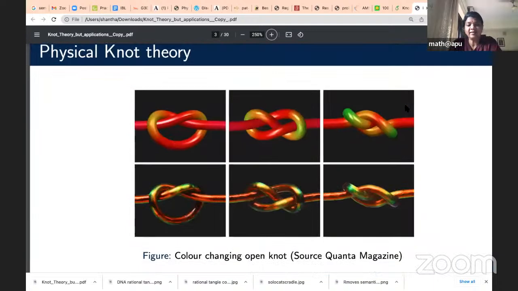Yeah. So this is an example that I got from the Quanta magazine, which is capturing what are the forces acting on a particular cable as we tighten it. So these are two pictures that we have. And so you can see that the two ends of the knot are left open, right? So this is typically called an open knot.